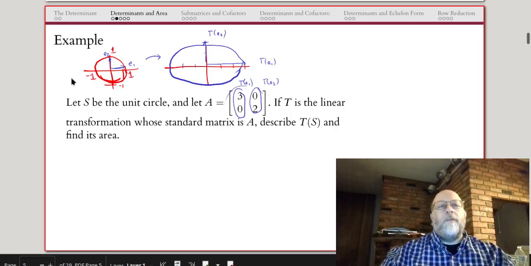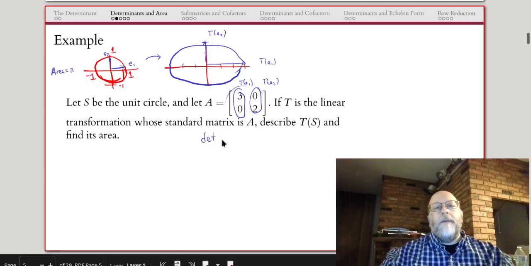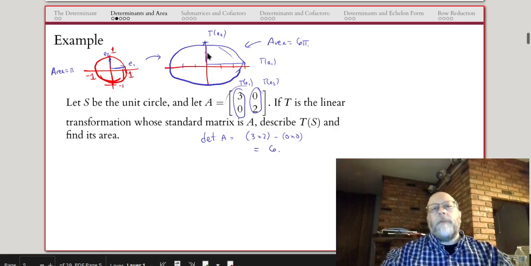The area of the circle is pi. The determinant of A is 3 times 2 minus 0 times 0, which is 6. That means the area got 6 times bigger, and so the area of this ellipse is 6 times pi. And so we now know the area of this ellipse.